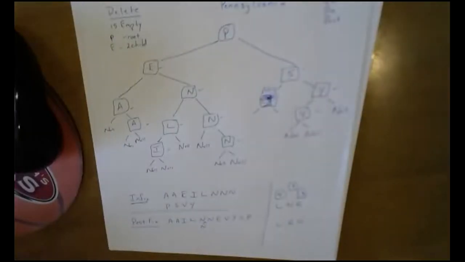What else would we want to delete? I. I would go with that because it is a leaf. And I guess if we're going to delete something with 2 children, we should probably talk about deleting something with 1 child, maybe like S.